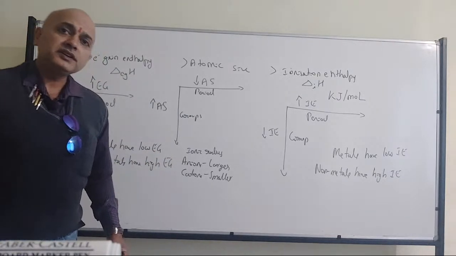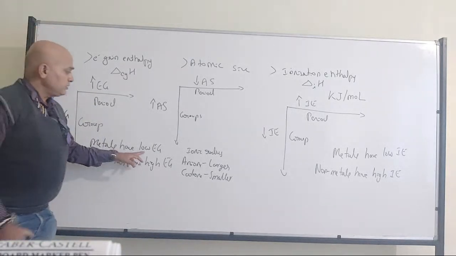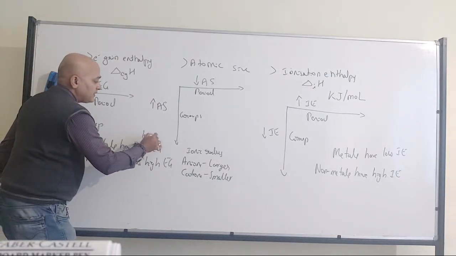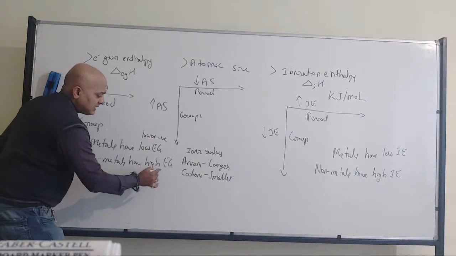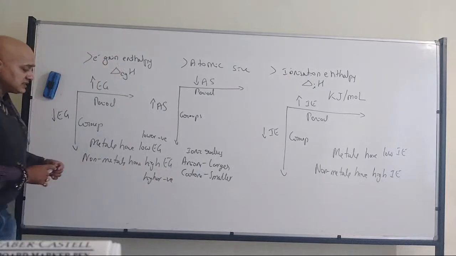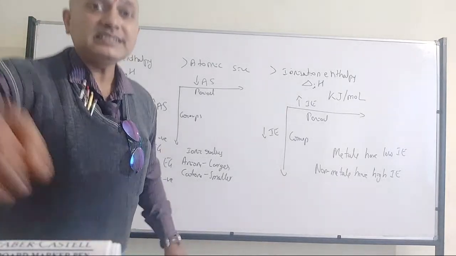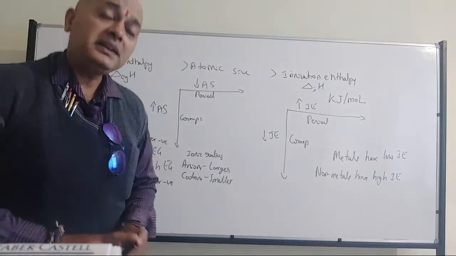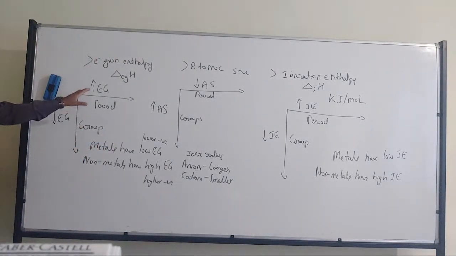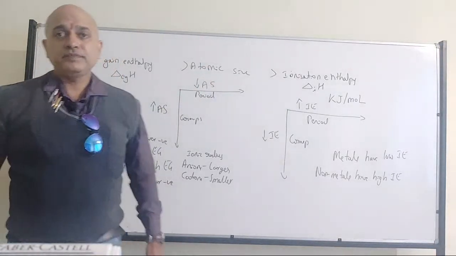All of you have understood? Any doubts? Okay? So low electron gain enthalpy means it has a lower negative value. High electron gain enthalpy means it has a higher negative value. That means in this case more energy will be released and in this case less energy will be released. Fine? So that's where we have the relation between metals and non-metals with respect to electron gain enthalpy and ionization enthalpy.